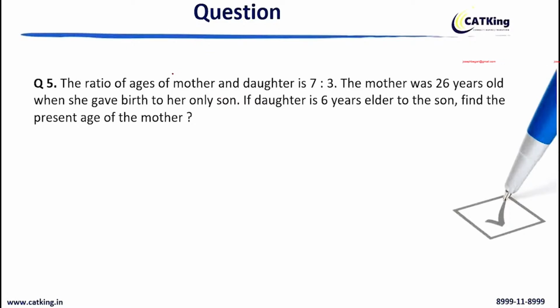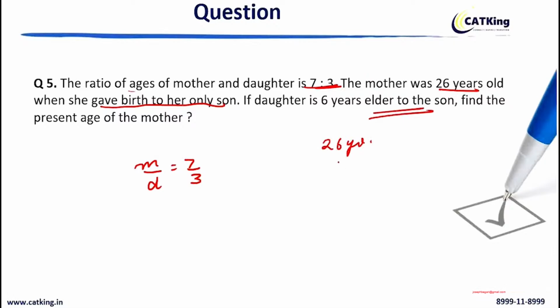Okay, so fairly easy one. Ratio of ages of mother and daughter is 7:3, correct? So mother is to daughter is given as what? 7:3, correct? Mother was 26-year-old when she gave birth to her only son. So when son was born, mother was 26 years old. Daughter is 6 years elder to the son. So daughter was 6 years old when the son was born. So what is the difference between mother and daughter?